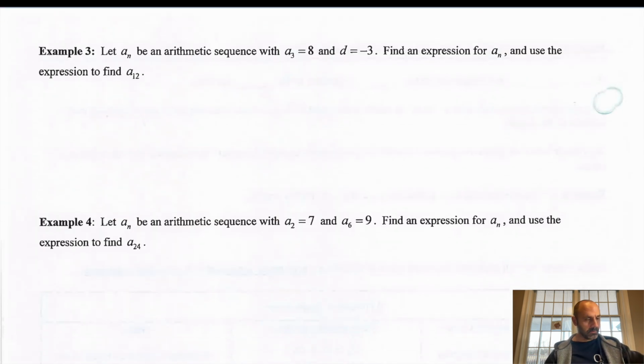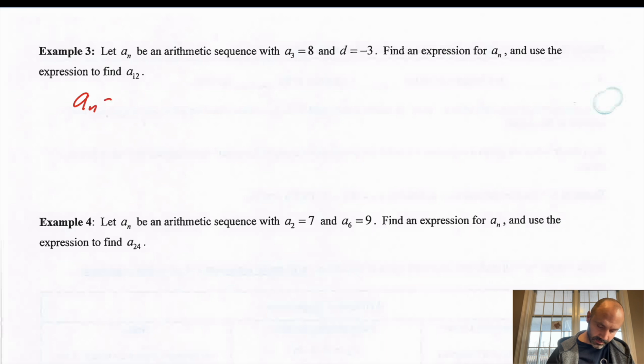Example 3. Says, let A sub n be an arithmetic sequence with A sub 3 equals 8 and D equals -3. Find an expression for A sub n and use the expression to find A12. So now we're going to be using the formula. So notice we don't have the original term, we don't have the base, and we don't have the original function. So we have to set this up, and we're going to use the one that looks like this.